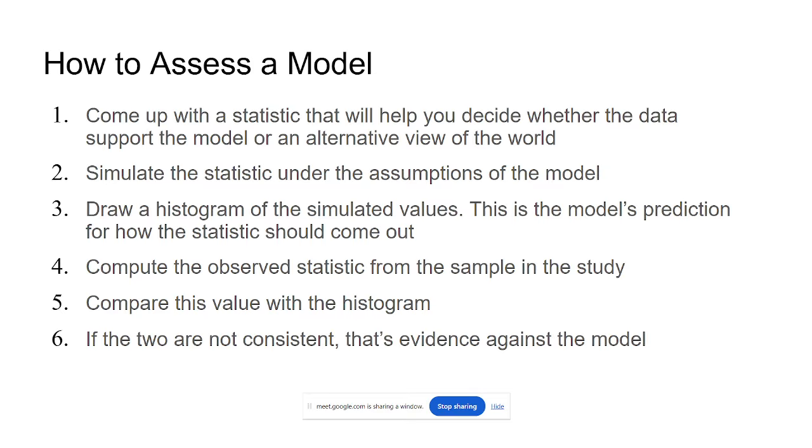So when you make this histogram, तो फिर you plot your histogram and then you compute the observed statistic from your sample. And once you have your observed statistic, तो आप उस observed statistic को अपनी distribution से compare करते हैं. Either your observed value is consistent with the distribution or it isn't. If it is consistent, you fail to reject the null hypothesis. If it is not consistent, then you reject the null hypothesis. Either you have evidence against the model or you don't have enough evidence against the model.